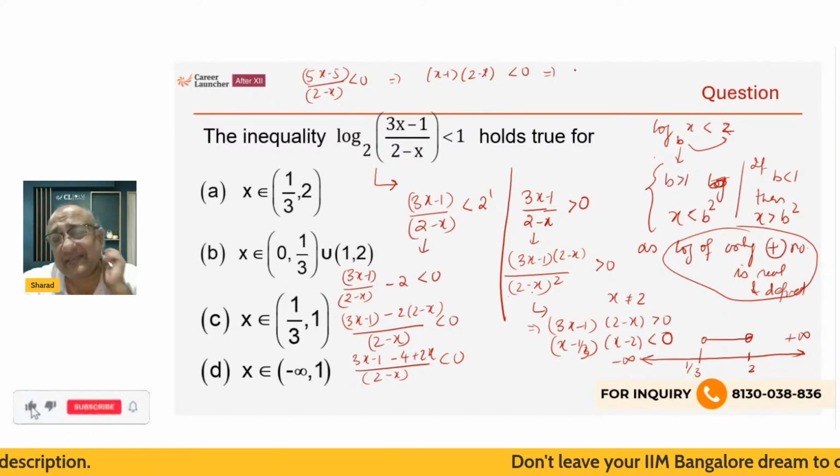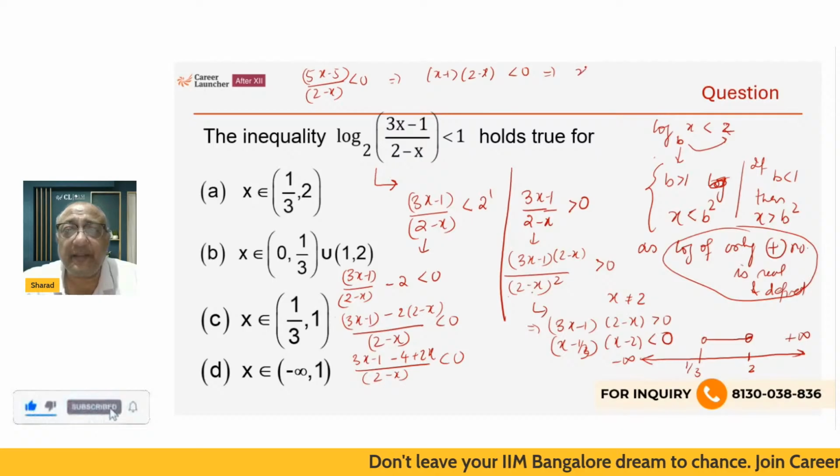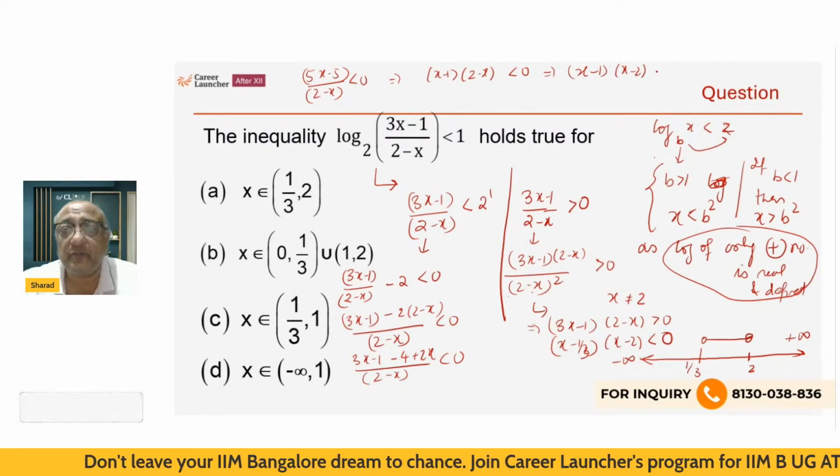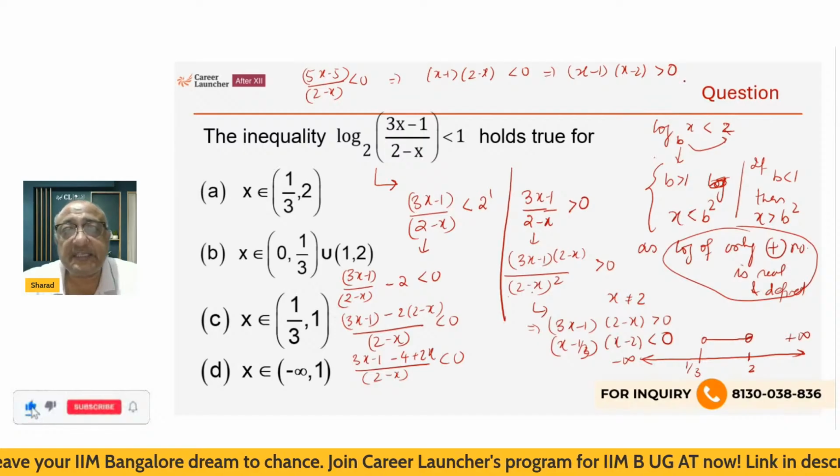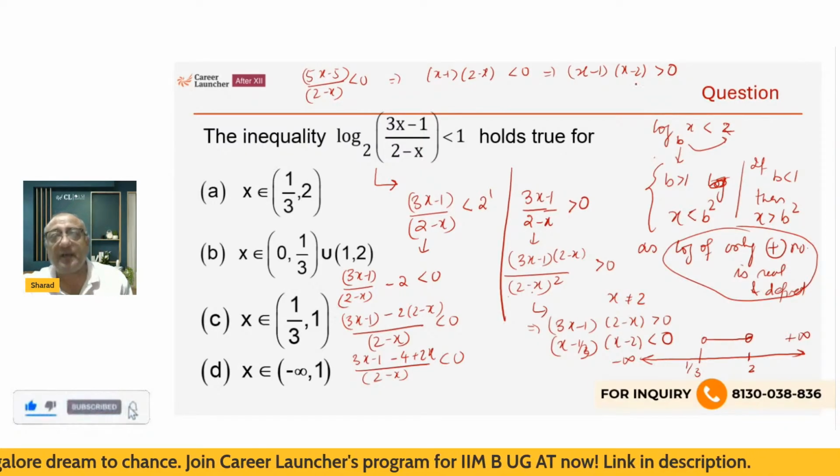Because of 2 minus x, I have done my quadratic inequalities. I know it does not make sense. I'll make it 2 minus x as x minus 2 and change the sign. Finished.